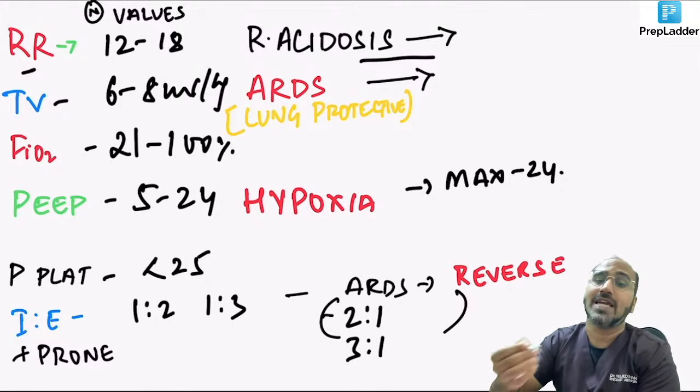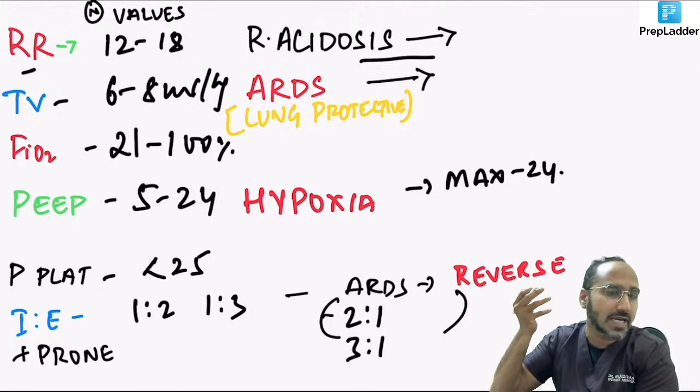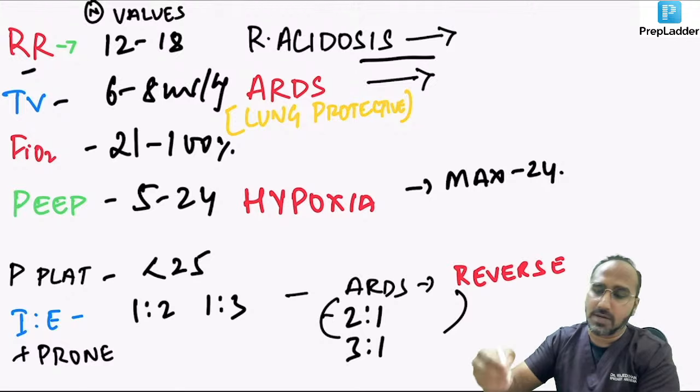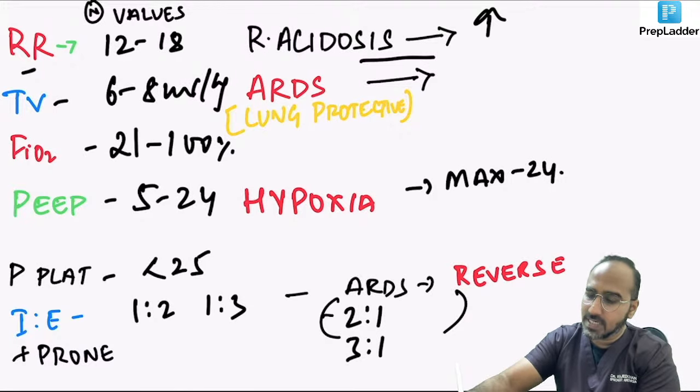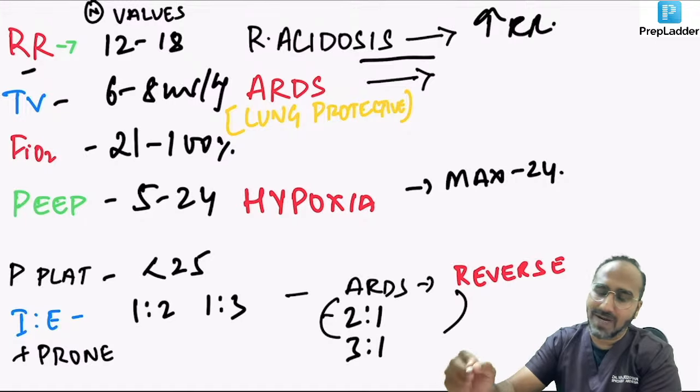If the patient has respiratory acidosis where carbon dioxide is more, I need to wash out carbon dioxide. What you need to do? I will increase the respiratory rate. If respiratory acidosis, what is the change that you make in the ventilator setting?